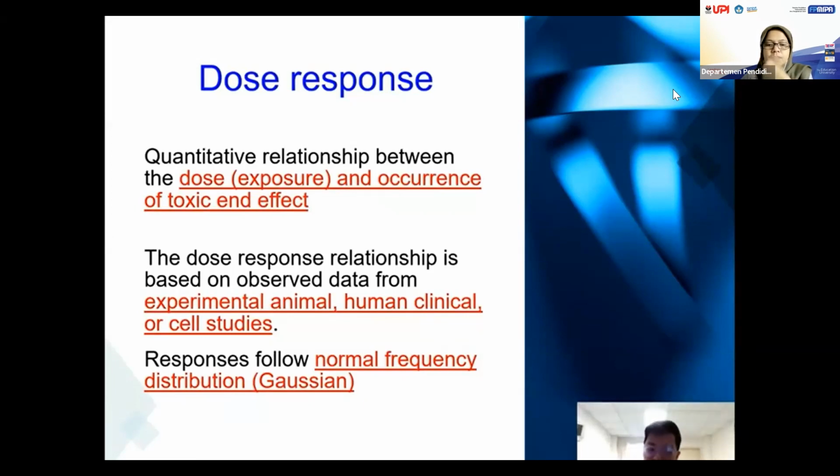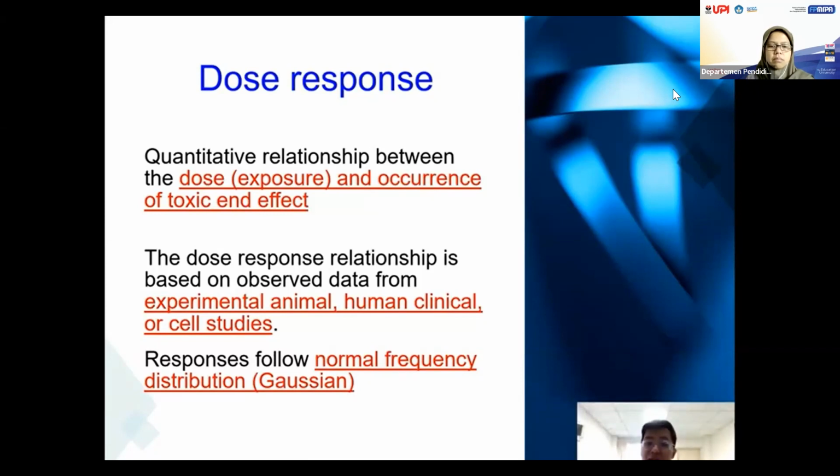So usually the dose response relationship is a plot of percentage versus the concentration. We have two different axes. One is the population percentage, which indicates how many of the population suffers from the ill effect or the toxic effect, versus dose itself. We can quantify the amount of dose that we have and how many people suffer from the effect. So this kind of dose response relationship is based on the observed data.